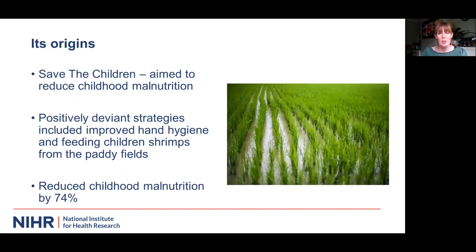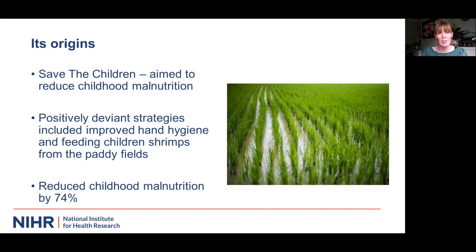The positive deviance approach originated in international public health and was used most famously to help reduce childhood malnutrition in Vietnam. The charity, Save the Children, identified and then studied families with well-nourished children. They identified various strategies, including better hand hygiene and feeding their children shrimp from the paddy fields, something that's typically not considered to be an appropriate thing to do. By working with the community to spread these practices, they saw a 74% reduction in severe malnutrition among children under 3 years of age.